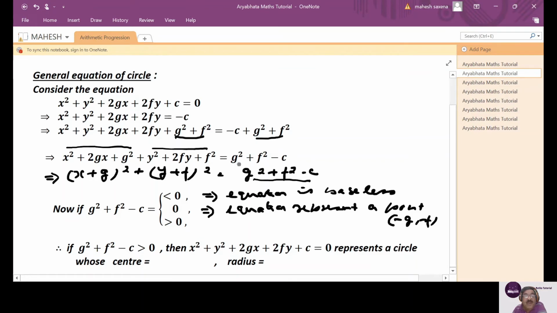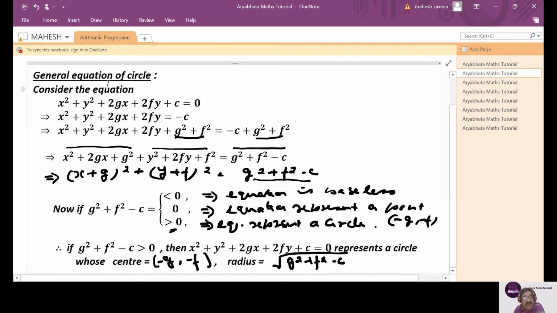And when g square plus f square minus c is greater than 0, the equation represents a circle. The center will be (minus g, minus f) and the radius will be the square root of g square plus f square minus c.